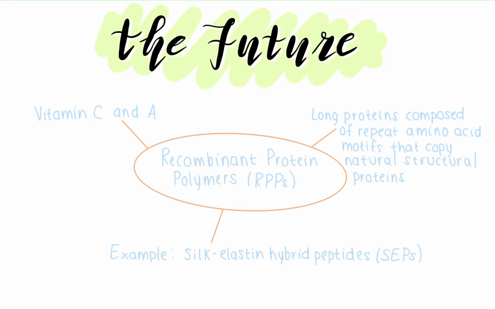An example of a custom recombinant protein polymer is silk-elastin hybrid peptides. With more research, silk-elastin hybrid peptides could be used to slowly release popular skincare products, such as vitamin C and A, into the skin for acne treatment. Vitamin C and A are highly potent, so this research would make these ingredients safer to use for consumers.